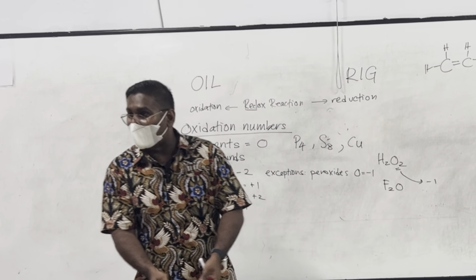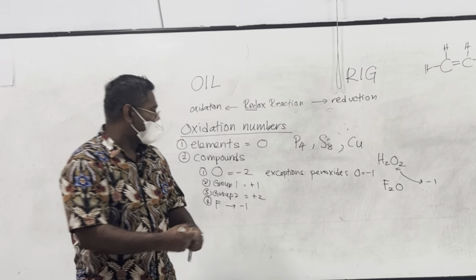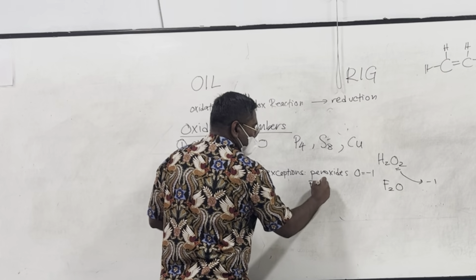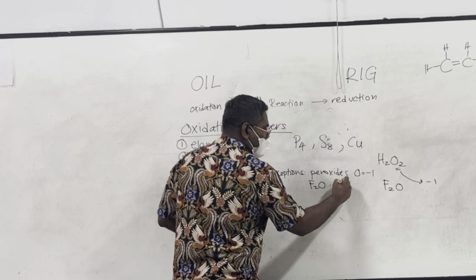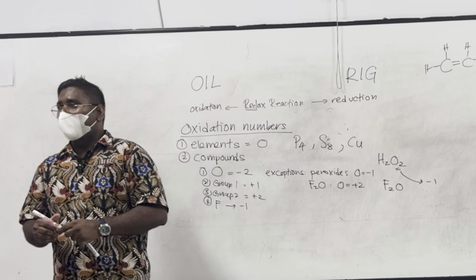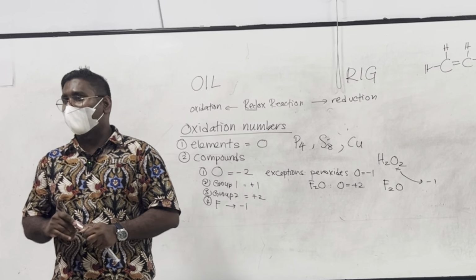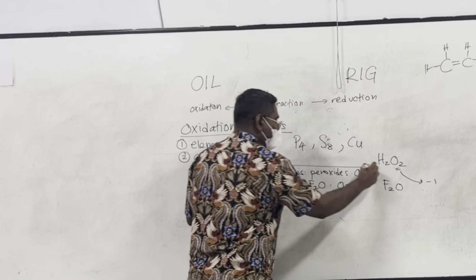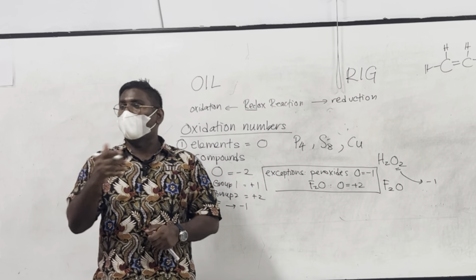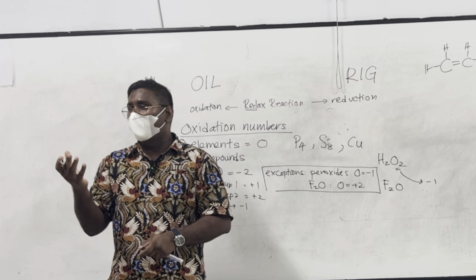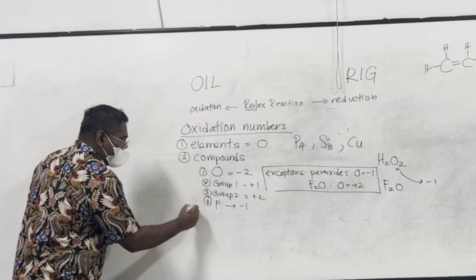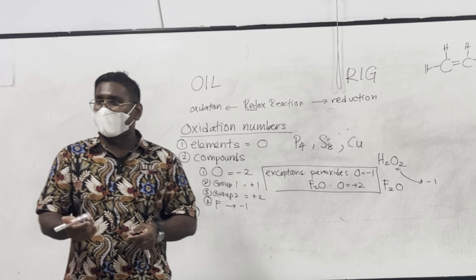Later I'll explain to you further. But the exception, in F2O, oxygen is +2. We don't use this often. I'll just put this; this is extra knowledge. Even fluorine, we don't use this often. So this is just extra knowledge. But I'll go to the important part, number 3.